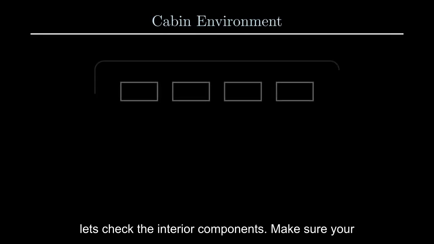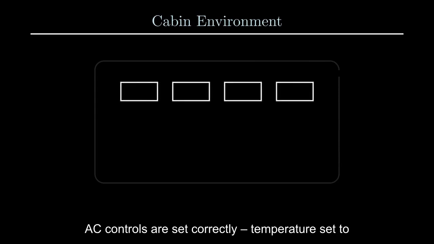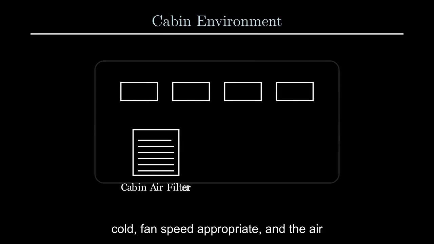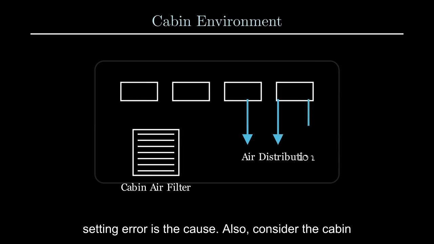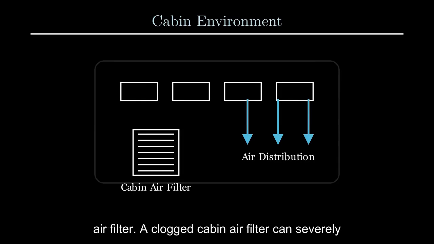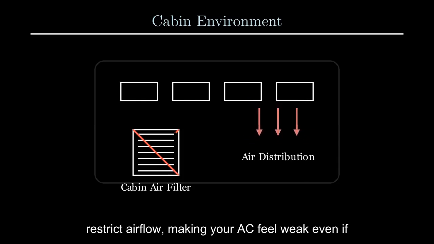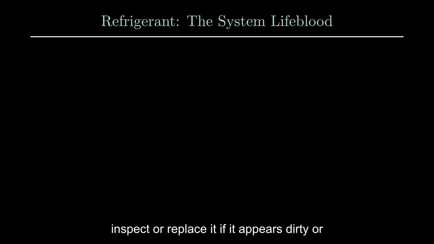Moving inside the cabin, let's check the interior components. Make sure your AC controls are set correctly, temperature set to cold, fan speed appropriate, and the air distribution set to the vents. Sometimes, a simple setting error is the cause. Also, consider the cabin air filter. A clogged cabin air filter can severely restrict airflow, making your AC feel weak even if the cooling system itself is functioning. Locate and inspect or replace it if it appears dirty or obstructed.